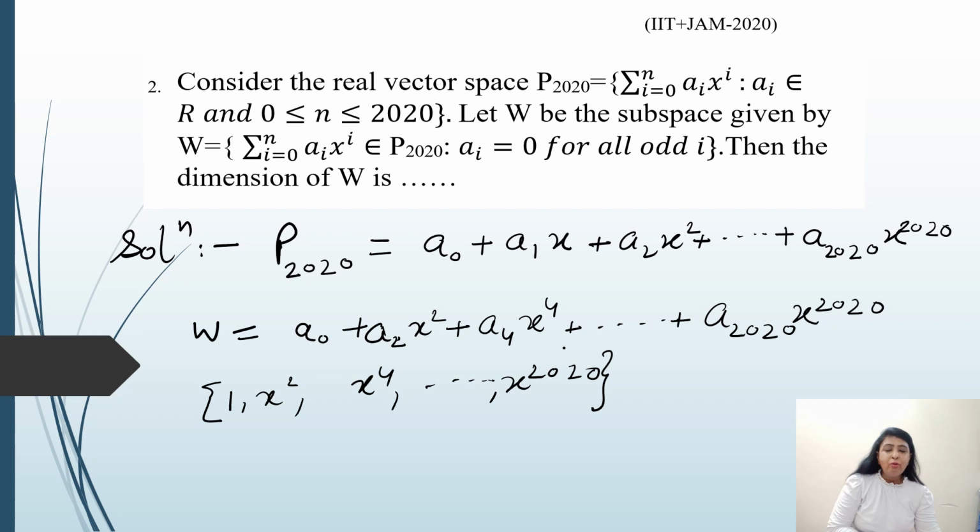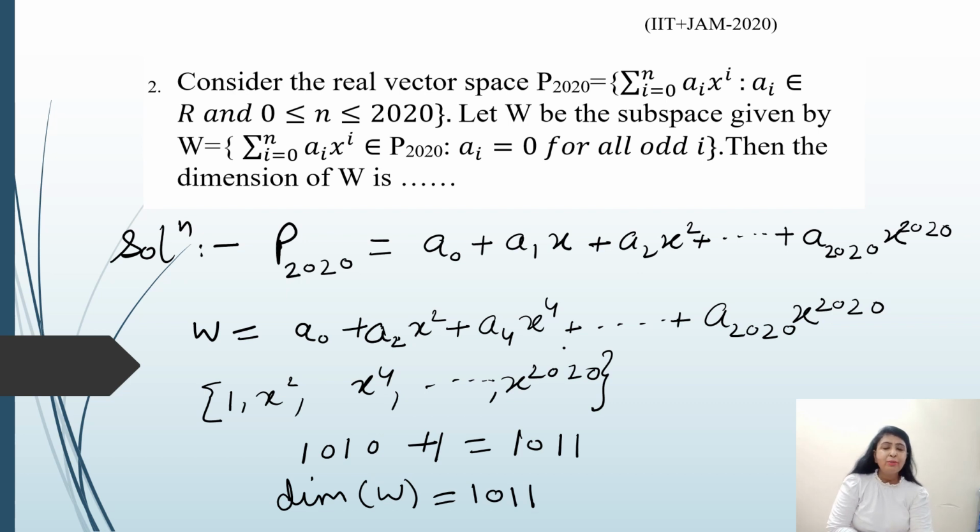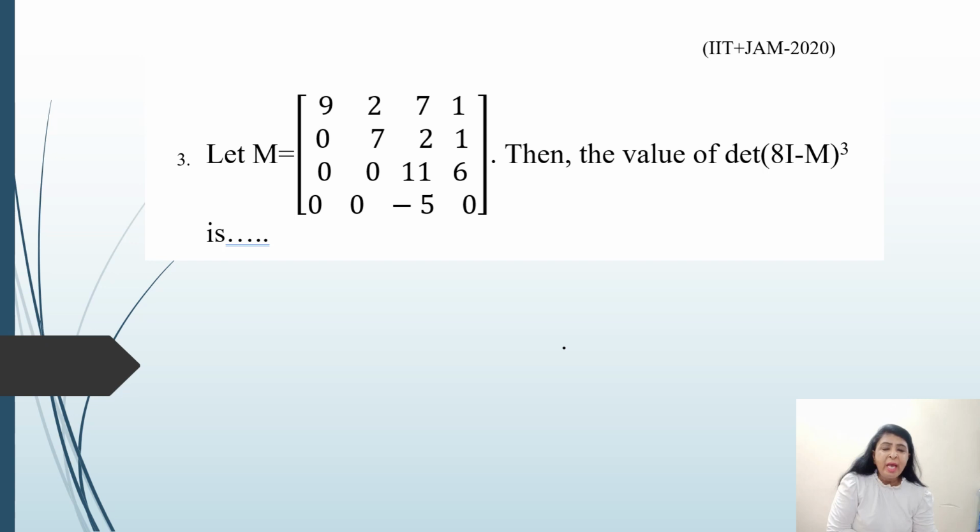The number of basis elements is said to be the dimension of W, so you can count these. These are half of 2020, so 1010, plus 1 gets added. So this is 1011. So the dimension of W is equal to 1011. Clear?